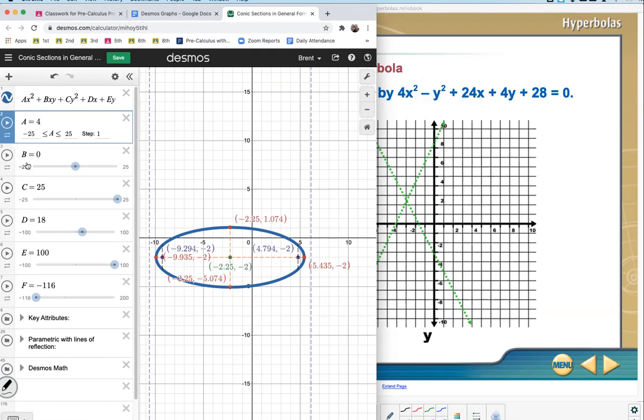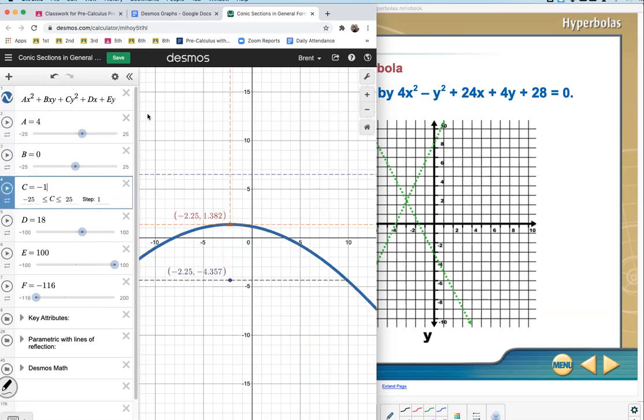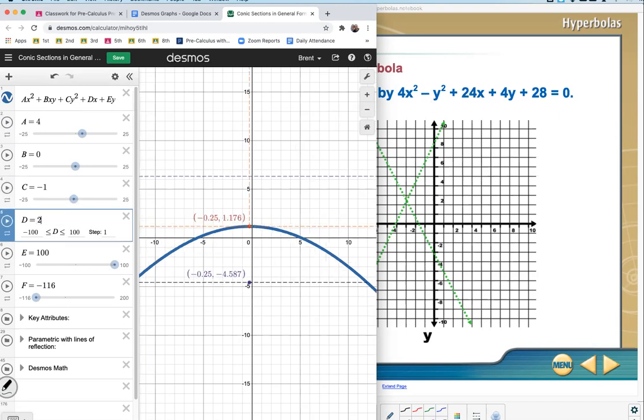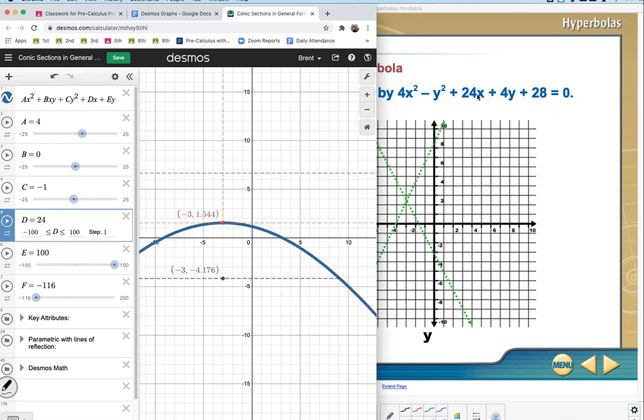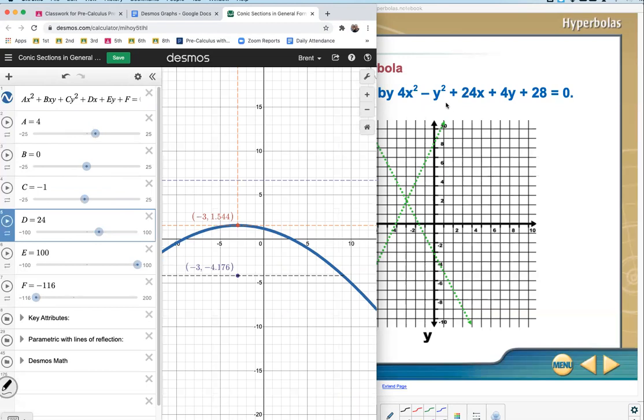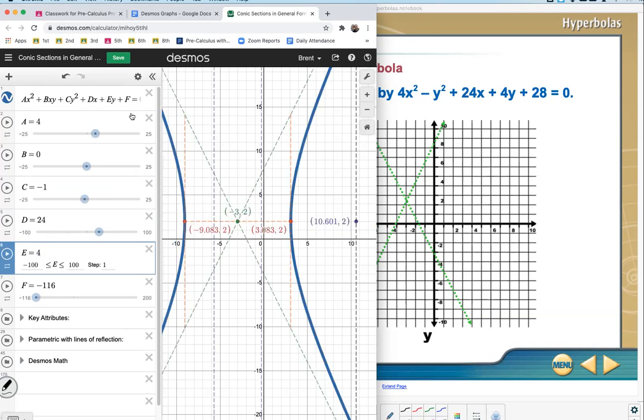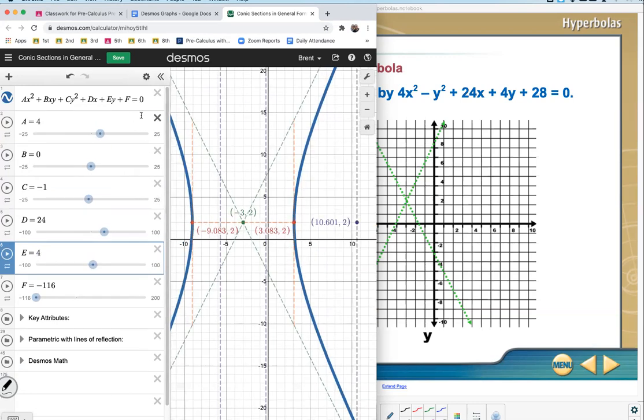C is the y squareds. I have -1 of those. D is the x quantity, which is 24. E is my y quantity. Let me scoot this over just a slight bit so you can see. E is my y quantity, which I have 4 of those. And F is my constant, which is positive 28.